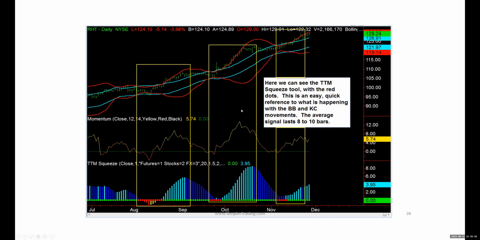So a quick and easy way to see it would be just down here, the TTM squeeze. I'll talk about the Squeeze Pro here in just a sec. And the signal will last between 8 and 10 bars. Okay, so after the squeeze fires, the momentum based on this indicator here will continue for between 8 to 10 bars.